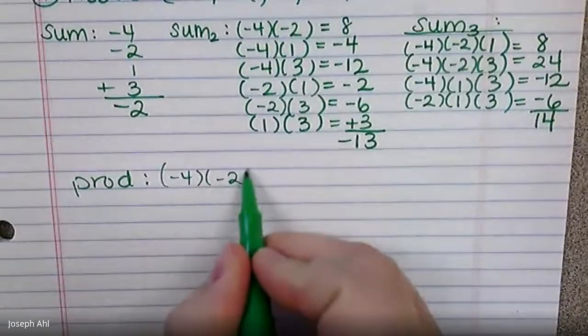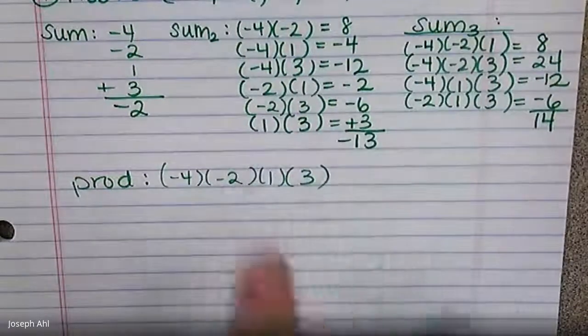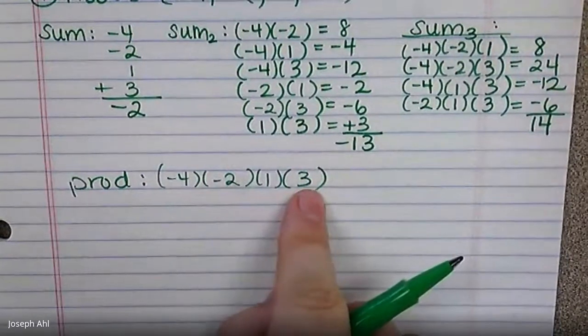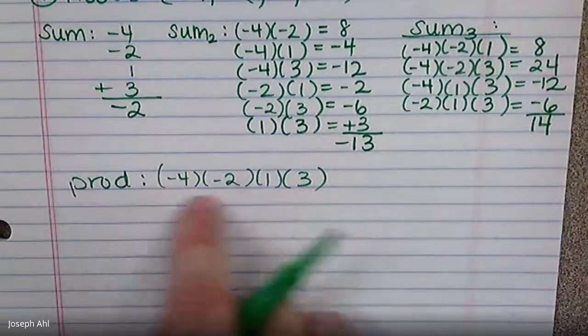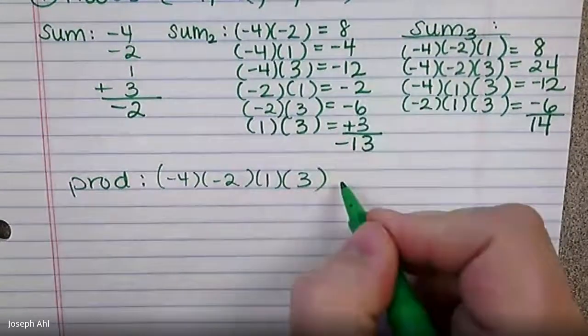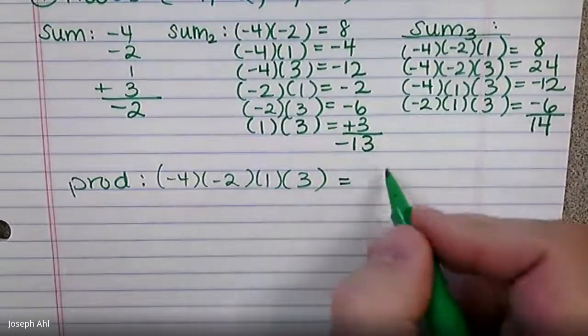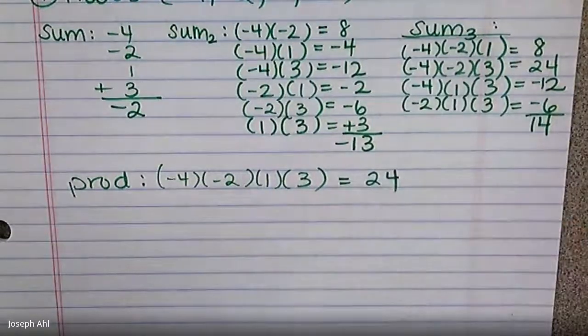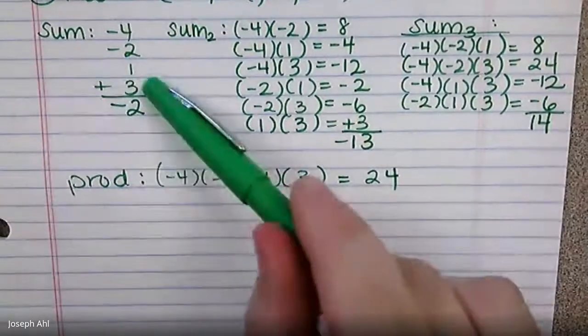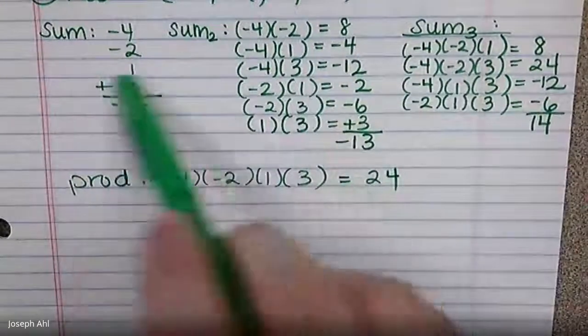-4 times -2 times 1 times 3. By the way, this is the product of the roots 4 at a time. We never say it that way, the sum of the products 4 at a time. There's only one way to take the roots 4 at a time: just take all 4. 8 times 1 times 3 is going to be 24. So we've got the sum 2 at a time, sum 3 at a time, product, in that order.